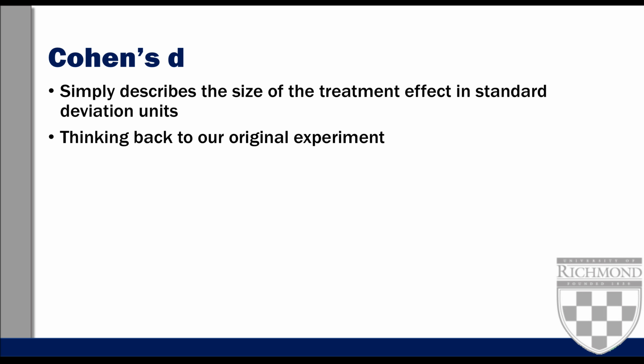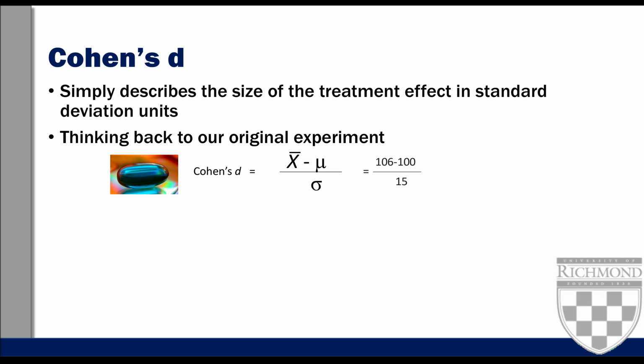So let's think back to our original experiment. Here's our pill, looks the same. Cohen's d is expressed as follows: the sample mean minus mu divided by sigma. In this case, it would be 106 minus 100 divided by 15, because that's the standard deviation of IQ. That becomes 6 over 15, or 0.40.